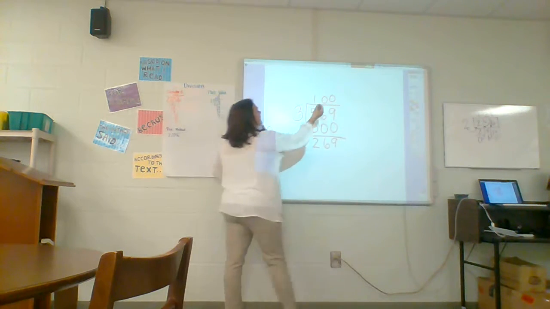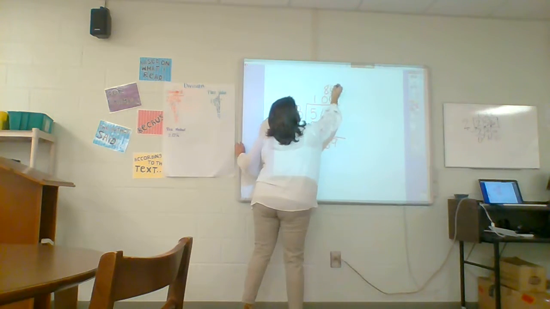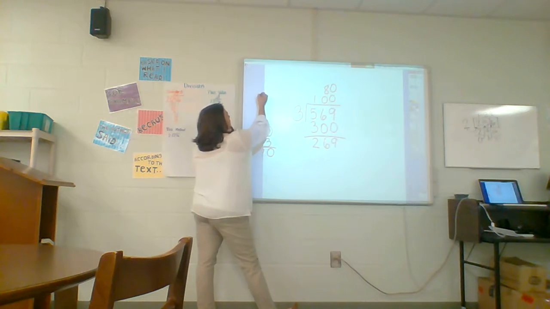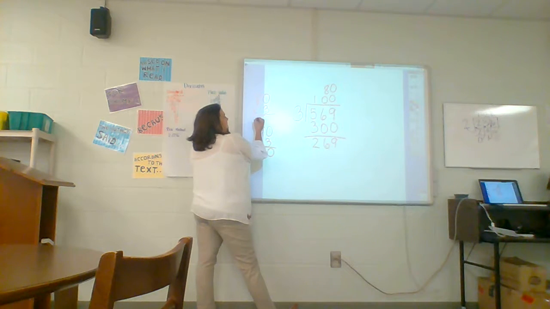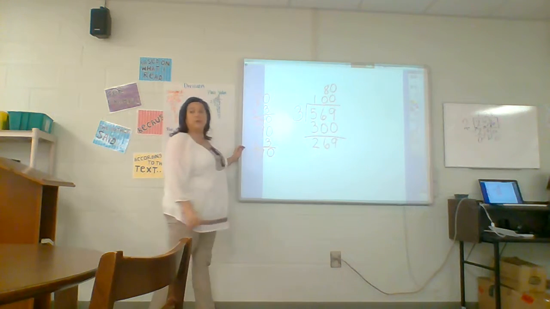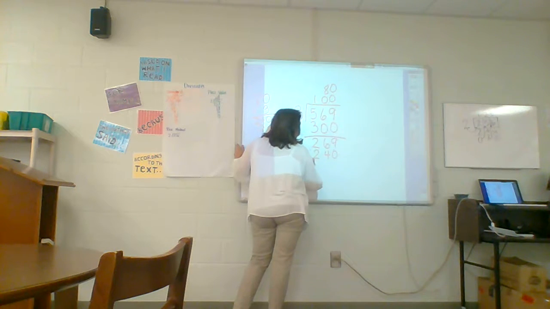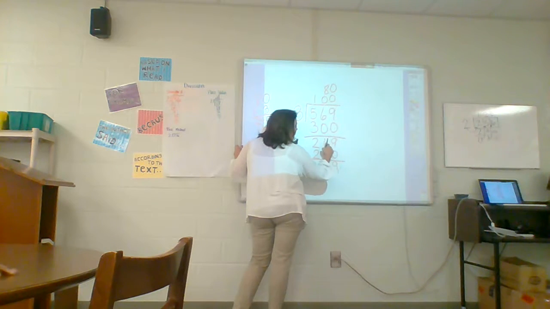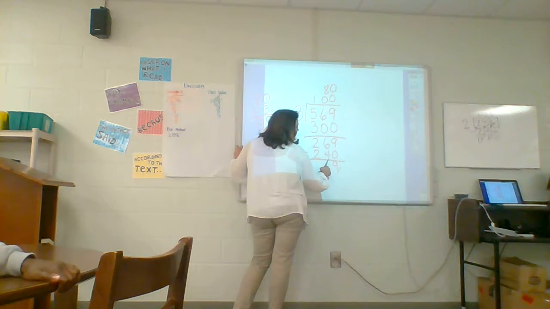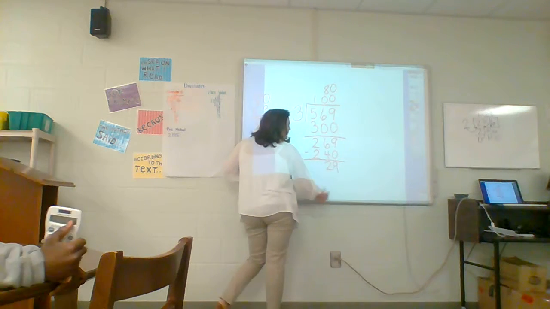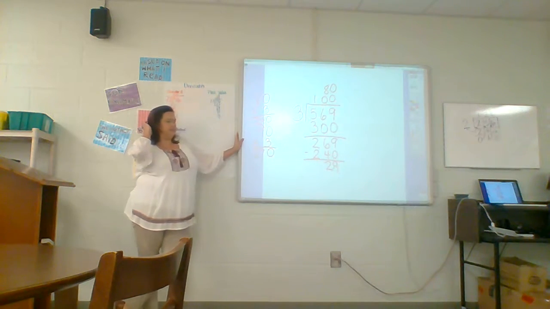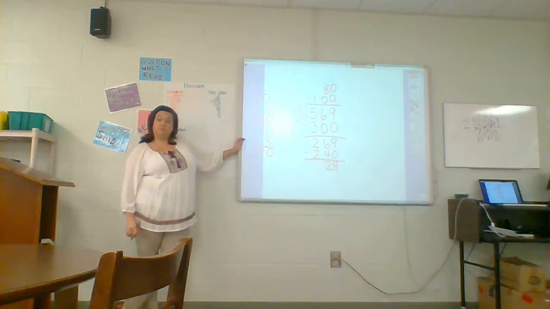All right, so now we're going to put 80 up here. So what is 80 times 3? 240. Now I'm going to subtract that out. 9 take away 0 is 9. 6 take away 4 is 2. Now I've got 29. Okay, will 3 go into 29? Yes. Wait. No.